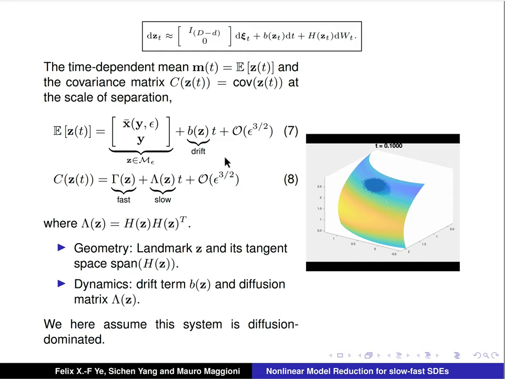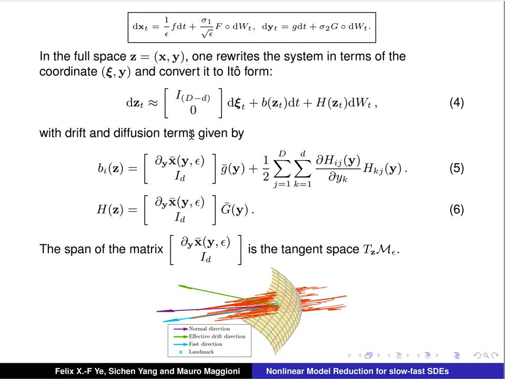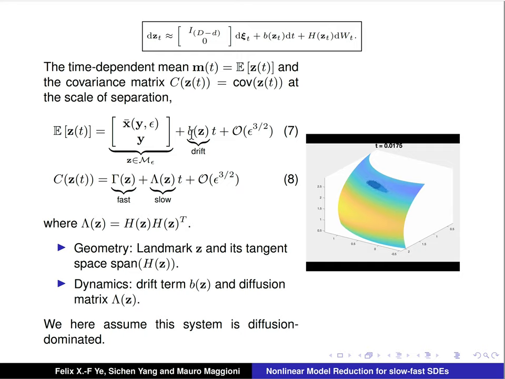In fact, we can write the expression for this mean and covariance as follows. The mean can be written as a linear model. At the time scale of separation, this intercept is exactly a point on the invariant manifold, and this b(z) is exactly the effective drift that we mentioned previously. Here we need to assume this drift is almost constant in the span of the time scale separation, which is an assumption you need to impose on a slow variable. The drift doesn't change that much at that time scale.